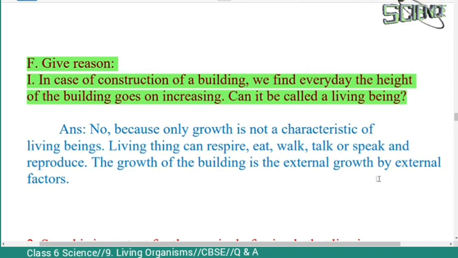Answer, no. Because only growth is not a characteristic of living beings. Not only growth, other things also matter. Here, a living thing can respire, eat, walk, talk or speak and reproduce. The growth of the building is external growth by external factors. Therefore, a building is not a living being.